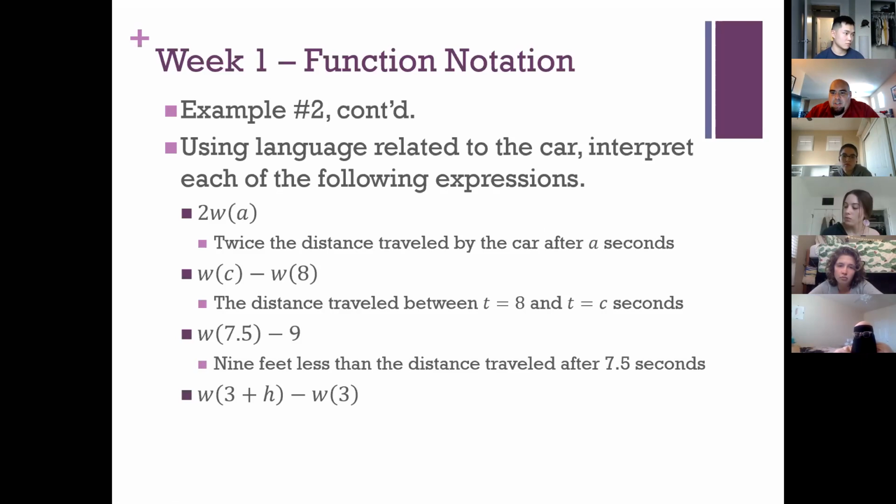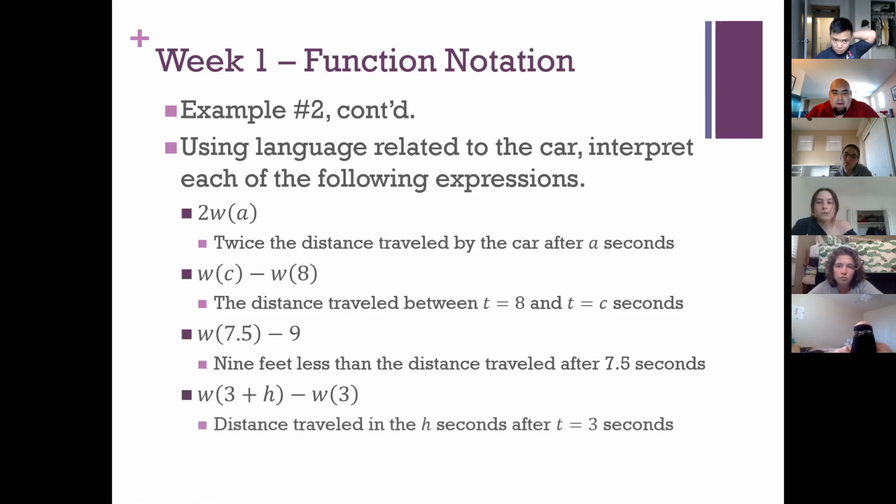Alexandra says the change in distance traveled by the car between 3 seconds and H seconds after. I think those are both great answers. So again, like the 1, 2 before it, we're looking at a time interval. So it's the distance traveled in the H seconds after the timestamp of t equals 3. Any questions on these 4 before we move on to our last slide here?